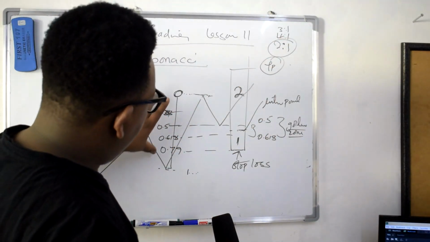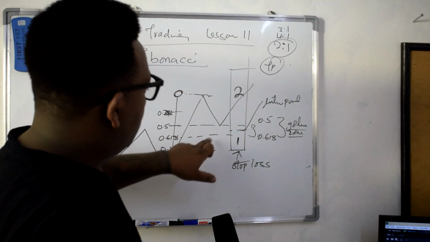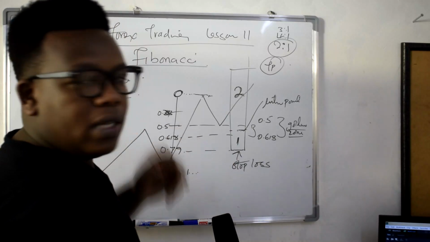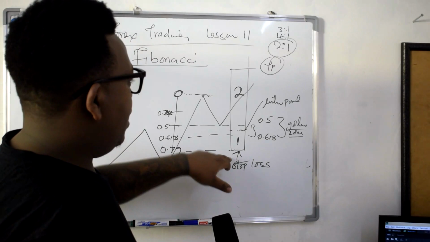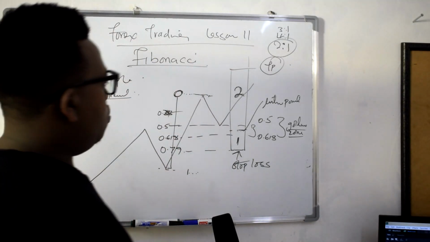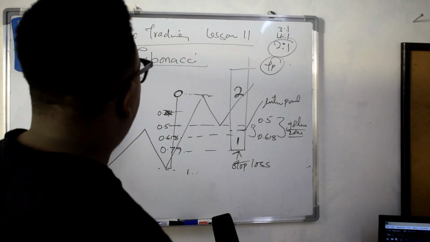So with the Fibonacci, it really helps you know how far the market is going to retrace, and of course it also helps you know where exactly you can place your stop loss, so that the market can't go below that area, and how far the market is going to unfold in the other direction. So that's the scenario with the uptrend.